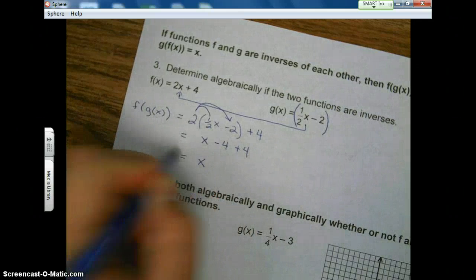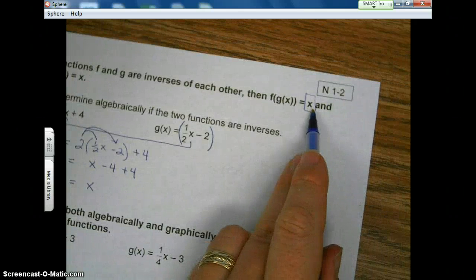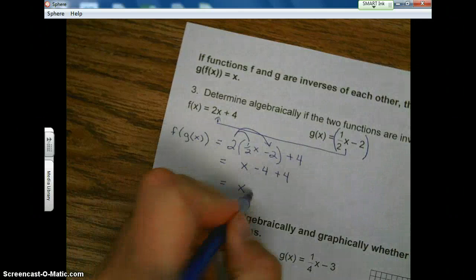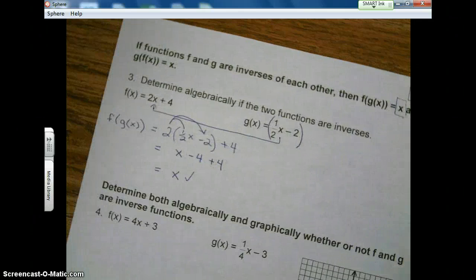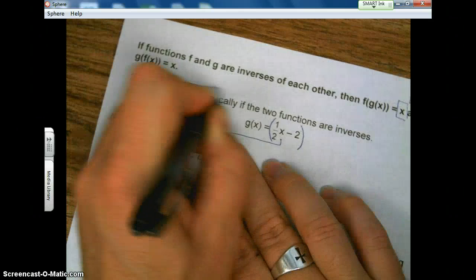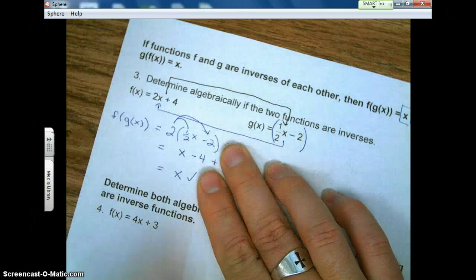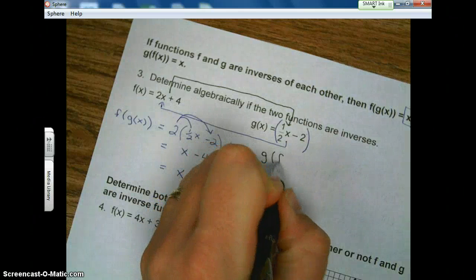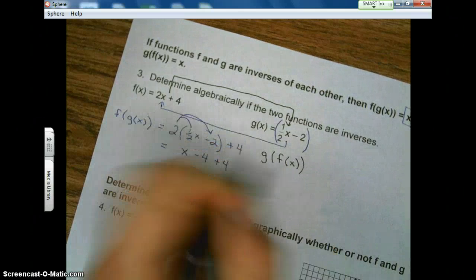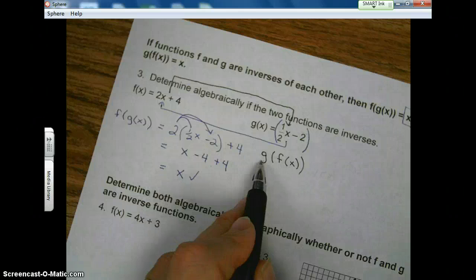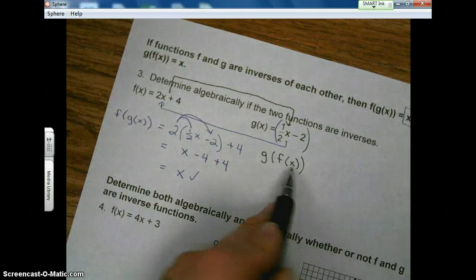So, did we get x when we plug g of x into f of x? Yes. Okay, now we got to do it the other way. So now we're going to take f of x and plug it into g of x. It's going to go something like this, g of f of x. Plugging f of x, that's this function, into function g everywhere we see an x.